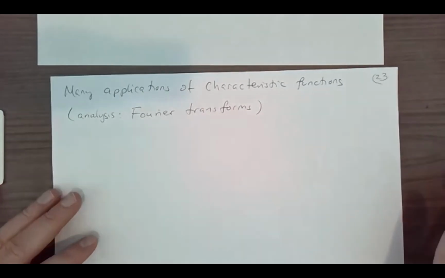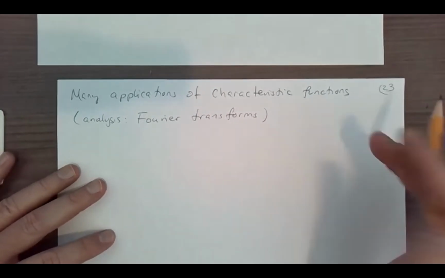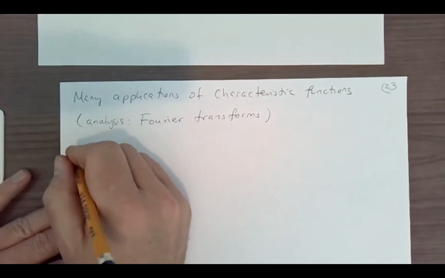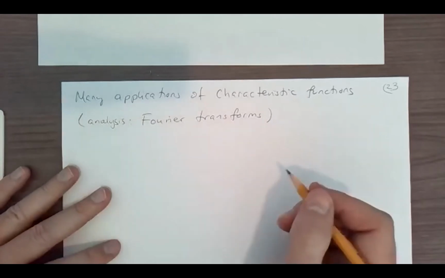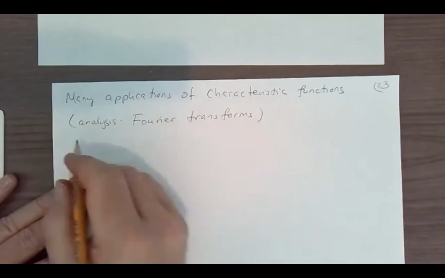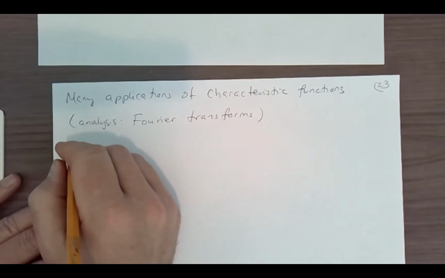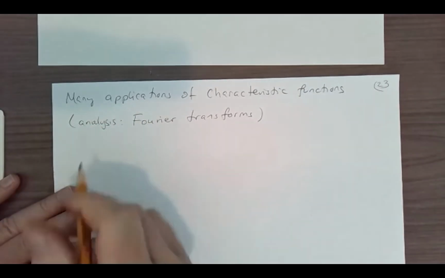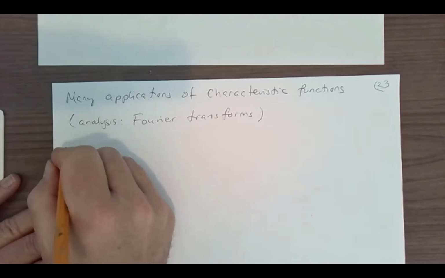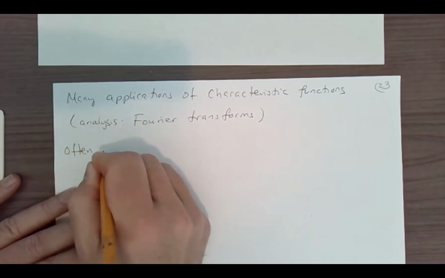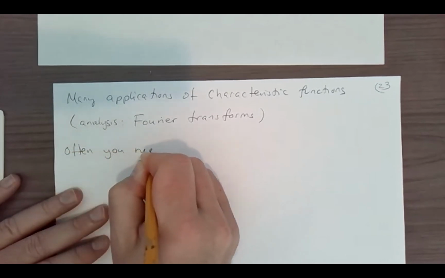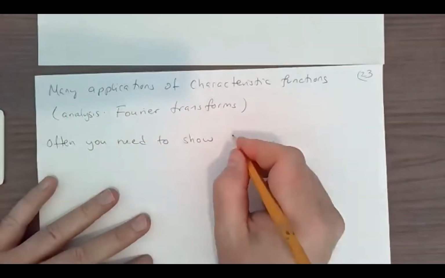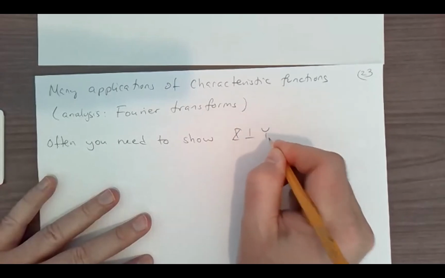We're going to be looking at it in this stochastic calculus setting, but another practical application is something like, often you will need to show that X is independent of Y.